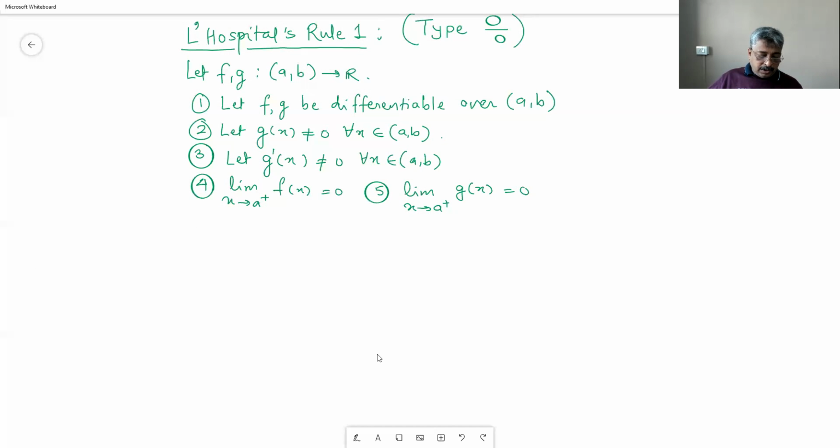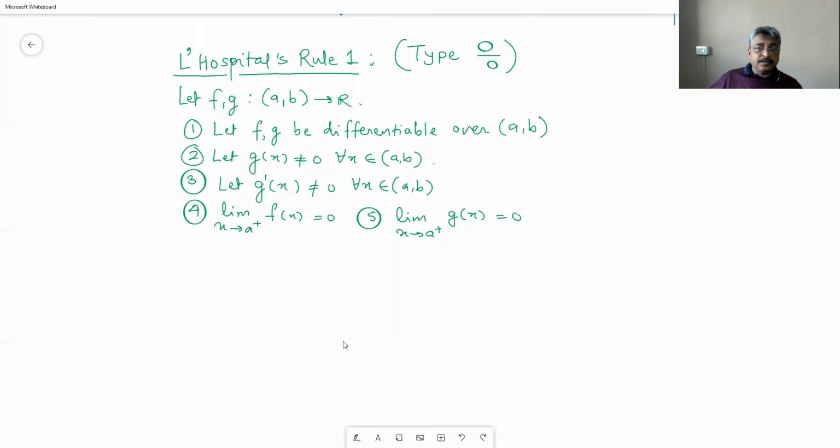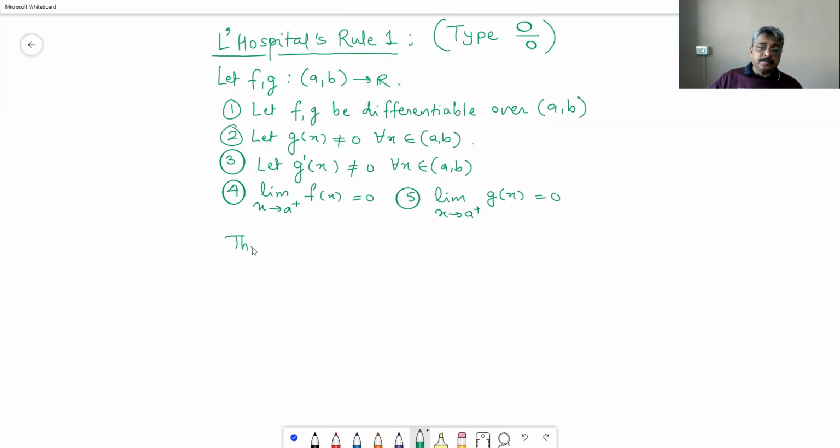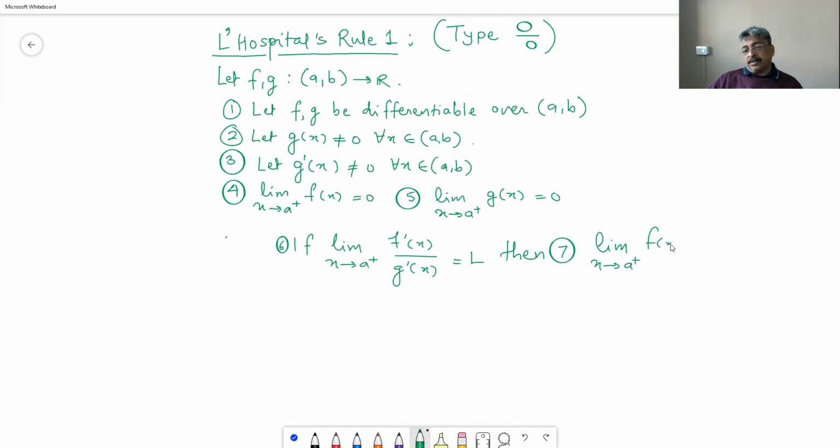Then what is going to happen? Then, if 6, limit as x tends to a plus f dash of x upon g dash of x is equal to L, then 7, limit as x tends to a plus f of x upon g of x is equal to L. This is the complete correct statement of L'Hopital rule number 1.